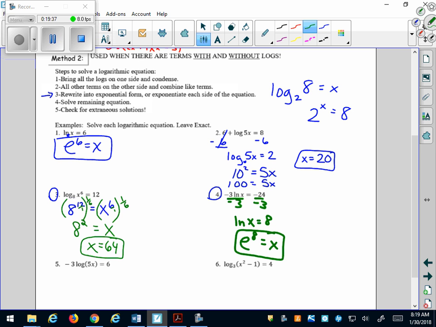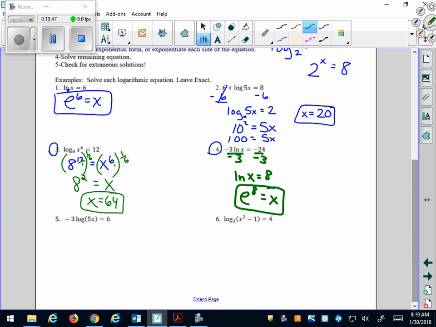Okay, I wanted to get to one more method before the end of the period. So, did you guys try numbers 5 and 6 here or not yet? All right, so you should divide both sides by -3 first.